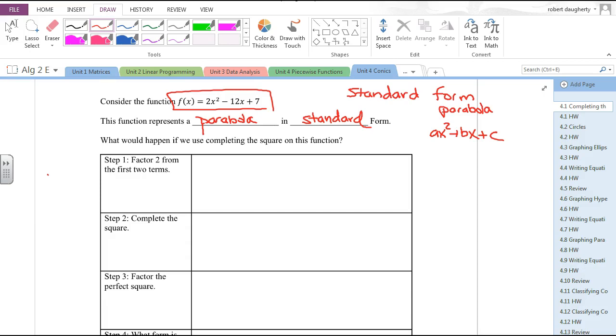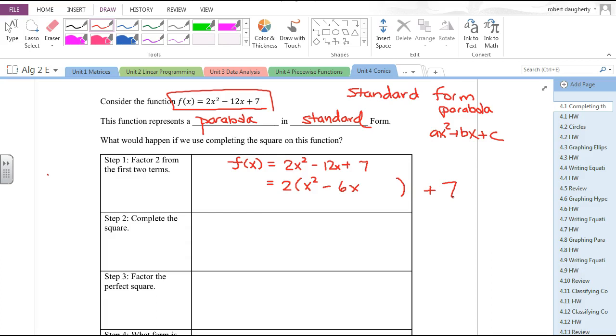Okay, so the first thing I need to do, so I've got f of x equals 2x squared minus 12x plus 7. Okay. So I want to factor a 2 from the first two terms. So this is 2 times what? x squared, what? Minus 6x. Right. And I'm just going to leave some space there. Okay. So is that the same thing? 2x squared minus 12x plus 7. That's all still the same.